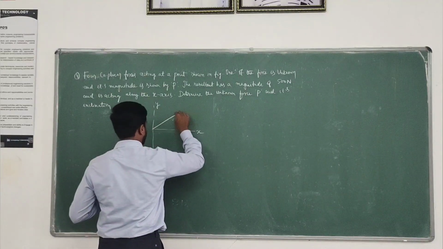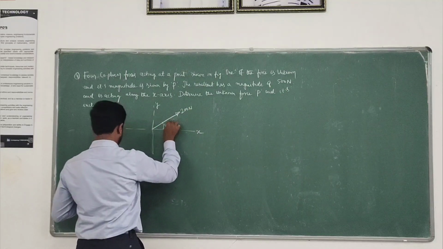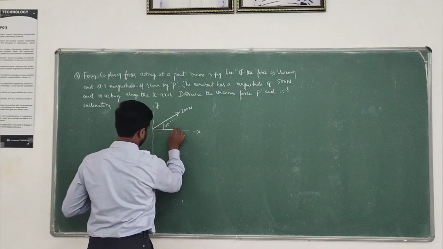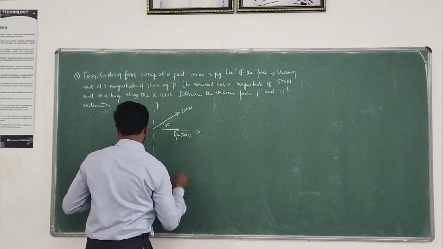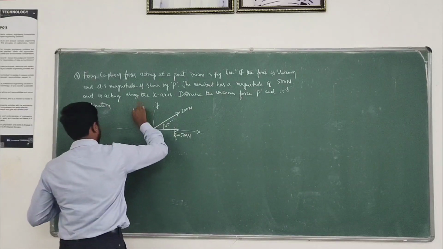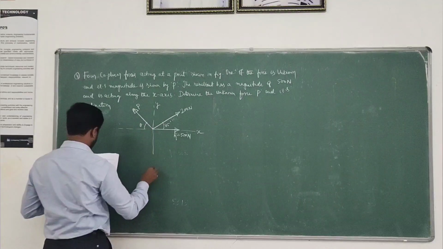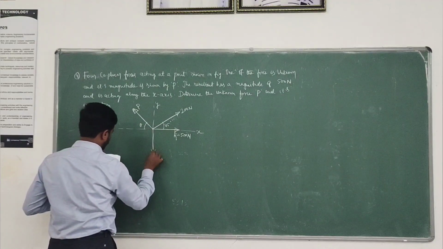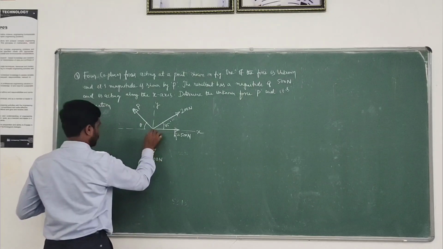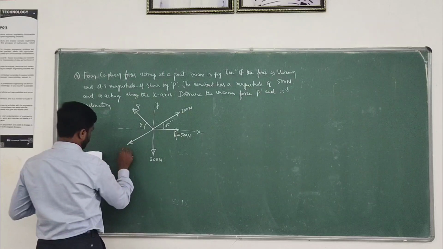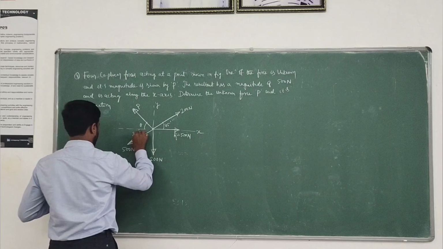The first force is 200 Newton. Angle inclined is 45 degree. And the R is given as 500 Newton. This is the unknown force P and theta. These are the unknowns. And one more force is given in purely vertical direction, that is 200 Newton. And the another force is 500 Newton, 30 degree.